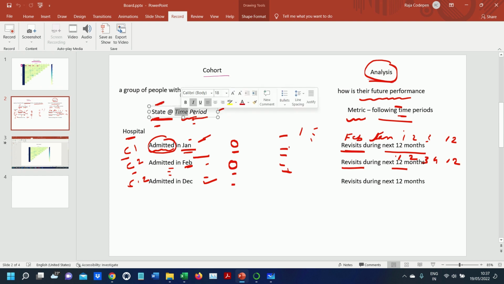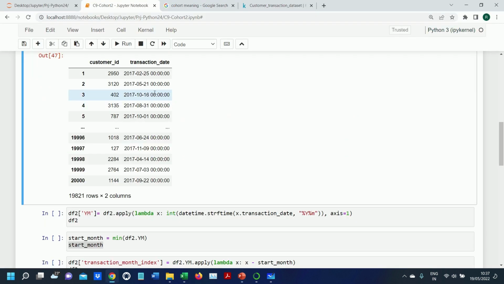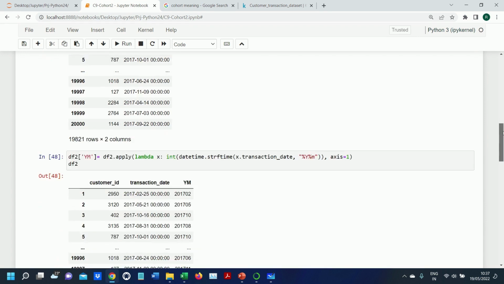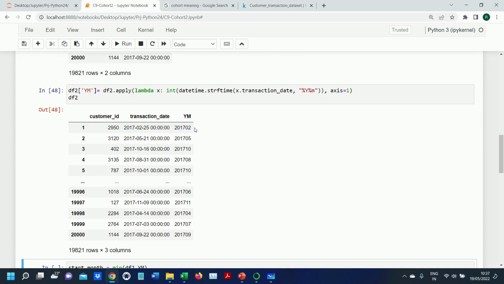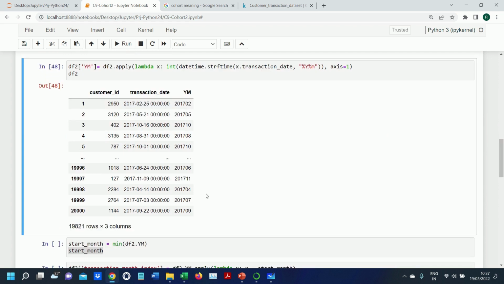Even before that, let's decide on the time period. The time period here is month. So let me translate this transaction date into year-month format. So this is the month in which this customer has made the purchase, and this transaction has happened in this month, 2017-05.